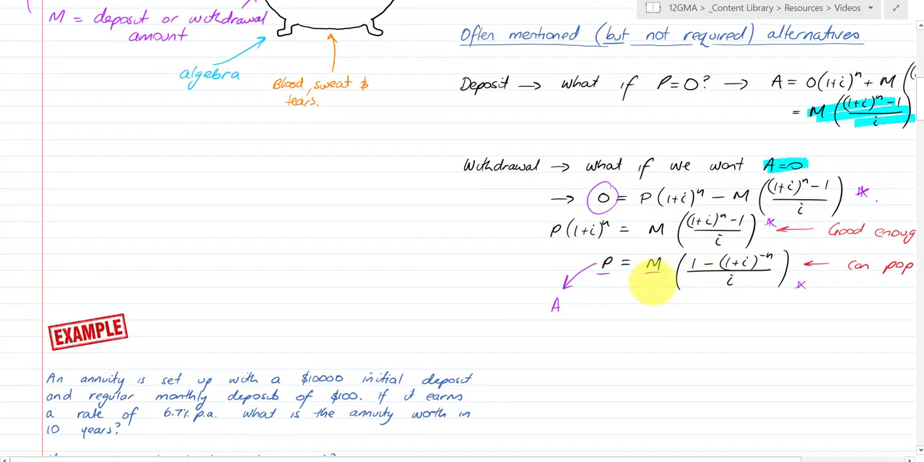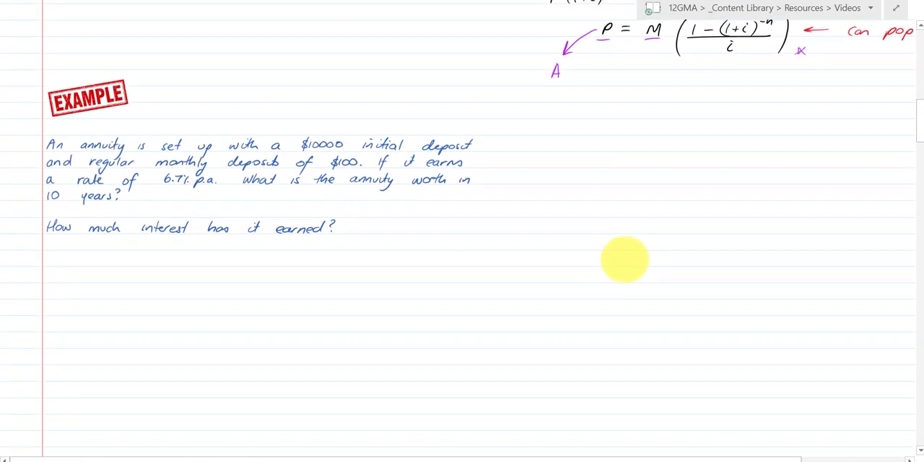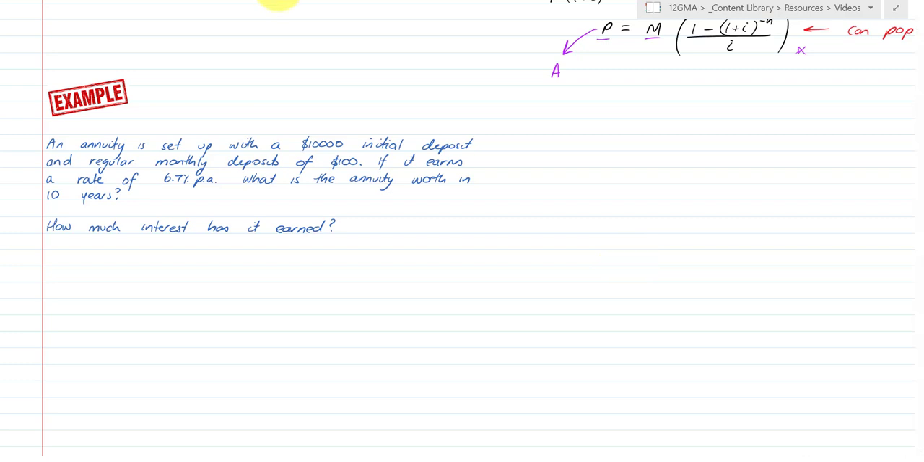Let's have a look at some examples. So example 1: an annuity is set up with a $10,000 initial deposit and regular monthly deposits of $100. If it earns a rate of 6.7% per annum, what is the annuity worth in 10 years? How much interest has it earned? Now, there is no note here about the regular repayment time period. Therefore, we assume years, since at least we've been given the rate in years and we've been given the time in years. So I'm going to assume years.